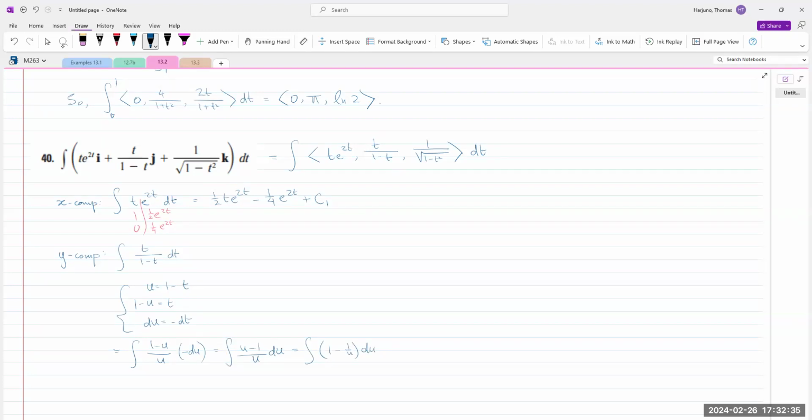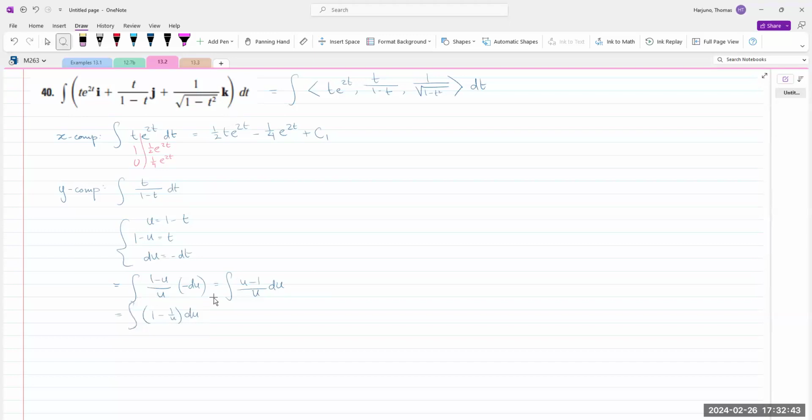Let me do it down here. So the right-hand side, I prepare that for the z component. This is u minus natural log of the absolute value of u plus constant c2. The z component, the integral of dt over the square root of 1 minus t squared. I hope you remember this is sine inverse of t plus constant c3.